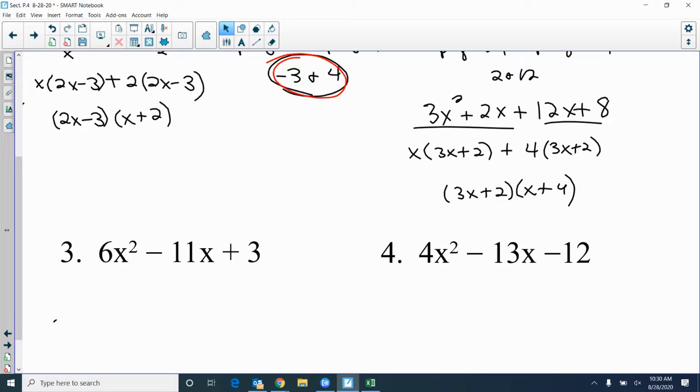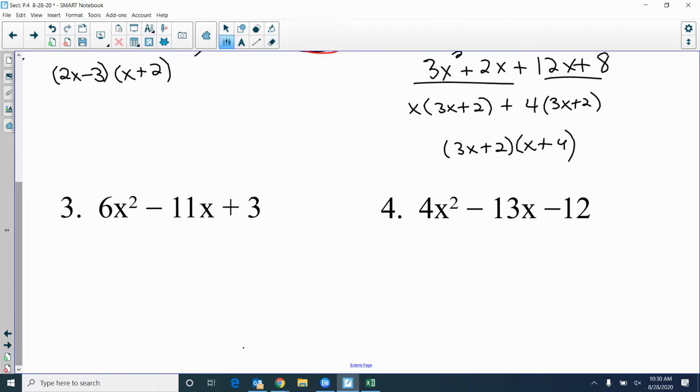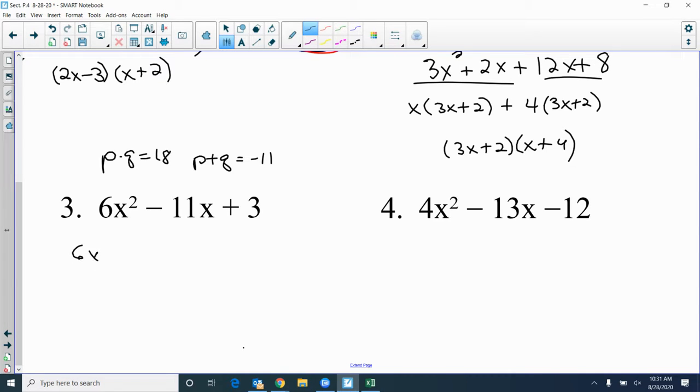All right, I at least want to go through the grouping with this one because of the negative in the middle. What are two numbers that multiply to get 18 and add to get negative 11? It's got to be negative 9 and negative 2. It's got to be two negatives. And so when you're doing this, 6x squared, I'm going to put minus 2x minus 9x plus 3.